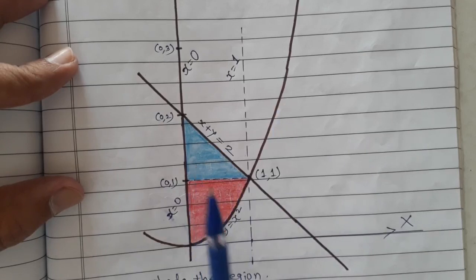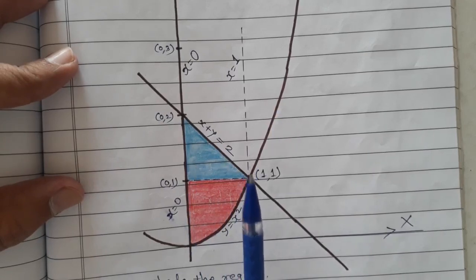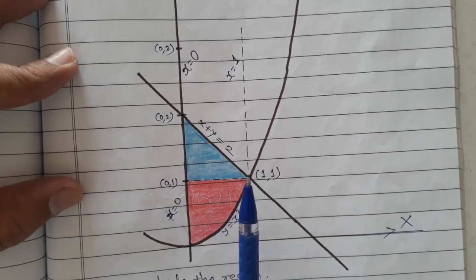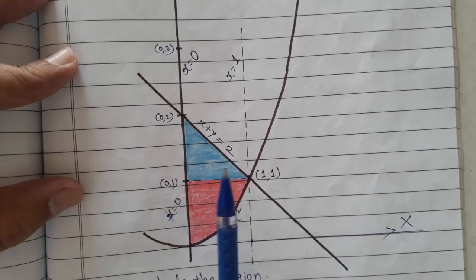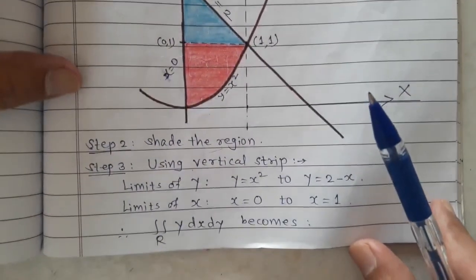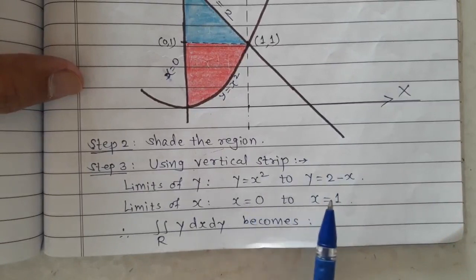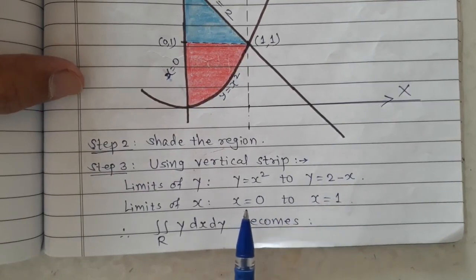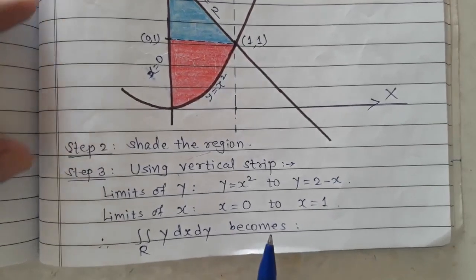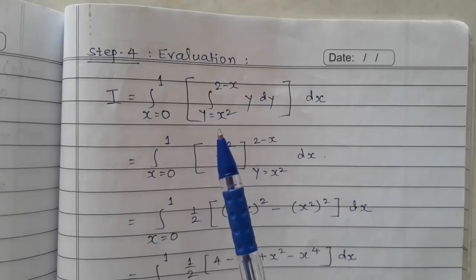So x equal to 0 and x equal to 1. This is a point which is common to both of these curves. So (1, 1) are the coordinates, that means this line is obviously x equal to 1. So x equal to 0 to x equal to 1 are the limits of x. So we have the set of limits: y equal to x square to y equal to 2 minus x, and x equal to 0 to x equal to 1. We will apply these limits, and then the last step remains, that is evaluation.